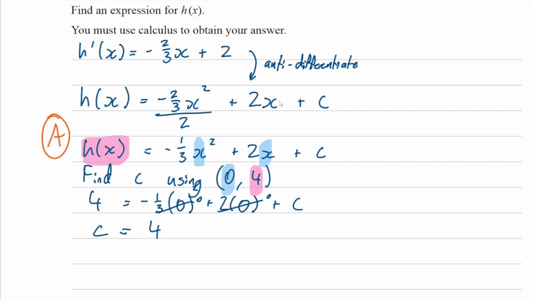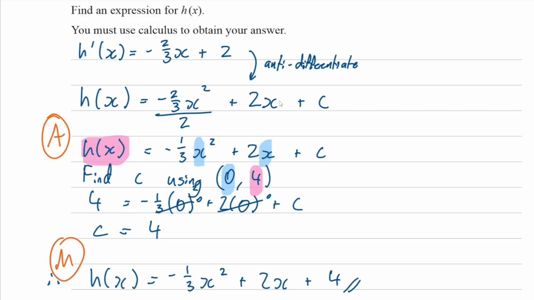And then putting it together, therefore h of x is what we had, negative a third x squared plus 2x. Instead of plus c, we write plus 4. And if you got that far, that is the merit component.